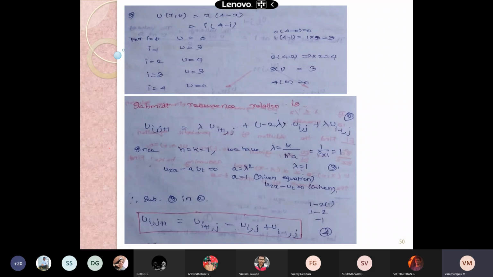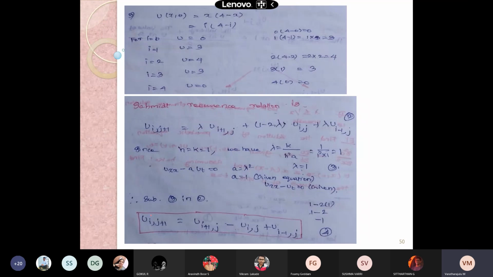The schematic recurrence relation is U(i, j+1) = lambda U(i+1, j) minus 2 lambda U(i, j) plus lambda U(i-1, j). Since h and k are equal to 1, we have lambda equal to 1. Applying this lambda value in the schematic recurrence relation, I get U(i+1, j) minus U(i, j) plus U(i-1, j).